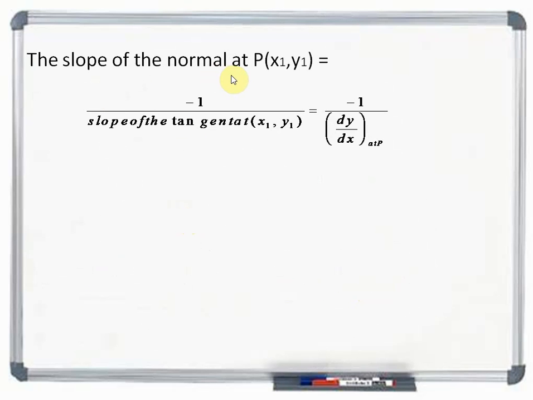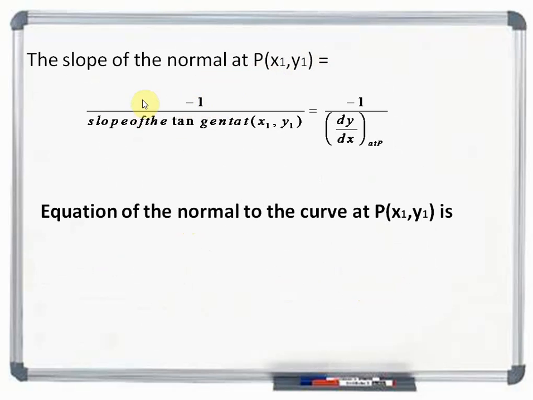Slope of the normal. The normal is perpendicular to the tangent. So the slope of the normal will be the negative reciprocal of the slope of the tangent. So this will be equal to minus 1 upon dy over dx at P. The equation of the normal at the point P will be y minus y1 equals, in place of slope we put the slope of the normal, times (x minus x1). In this way we calculate the equation of the normal.